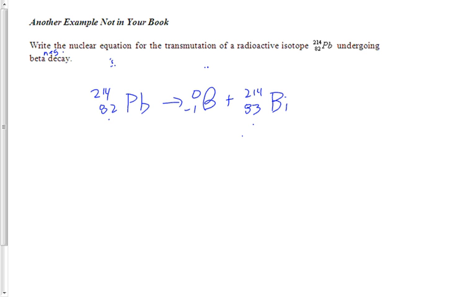It makes perfect sense because in beta minus decay, remember what happened? A neutron changed into a proton and an electron. So if we had 82 protons, now we've got to have 83 because we made one.